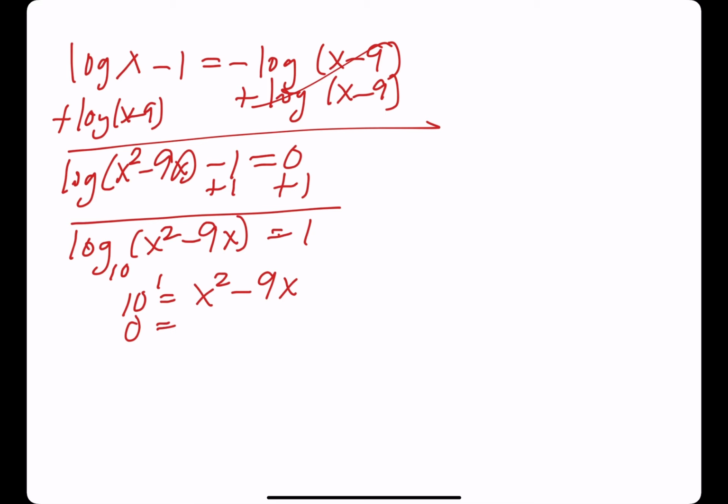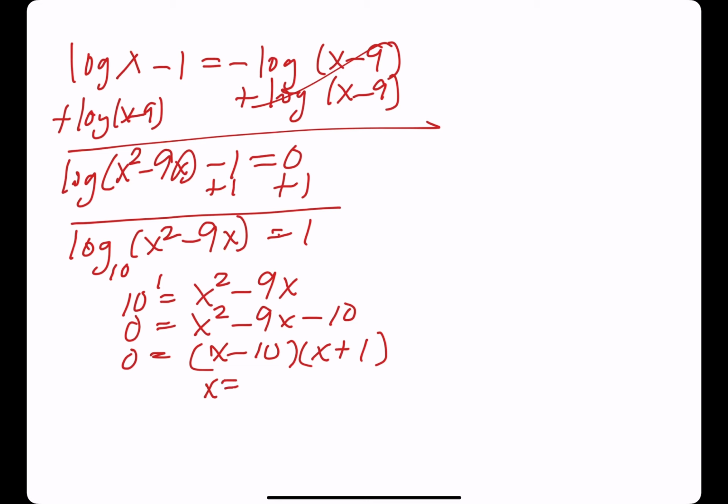I'm going to subtract my 10 to the other side and factor. So my values are 10 and -1. Again, this is my extraneous solution, so 10 is my only answer. -1 is not going to fit into this logarithm up here.